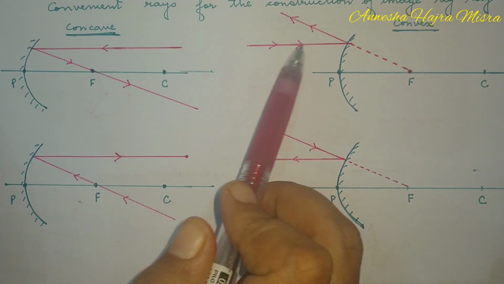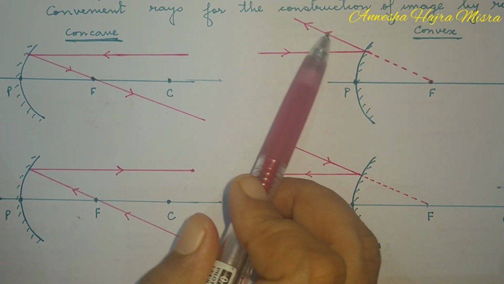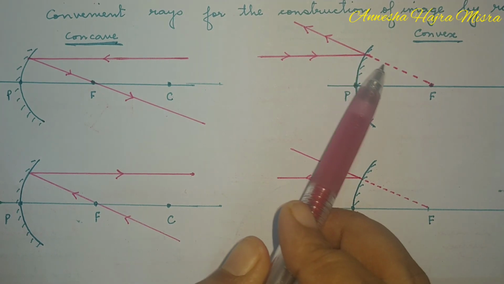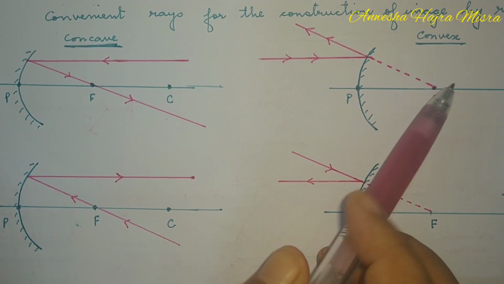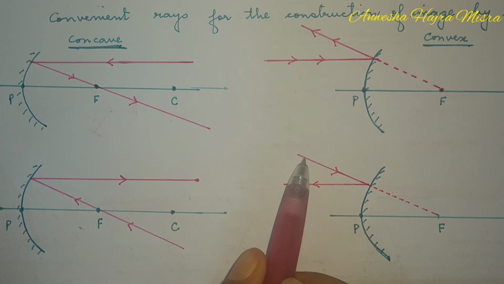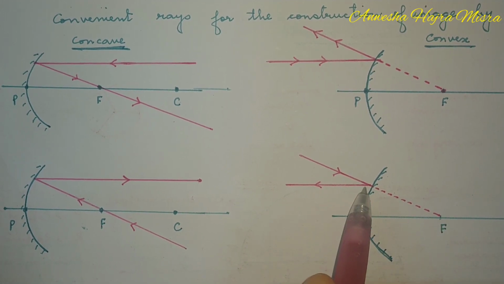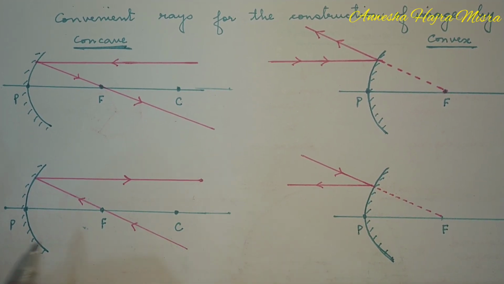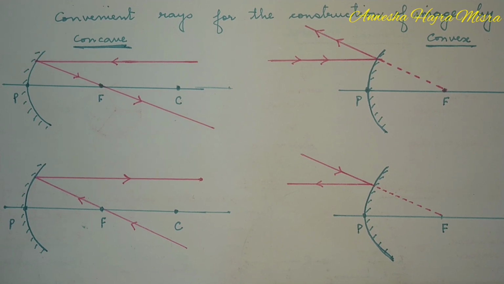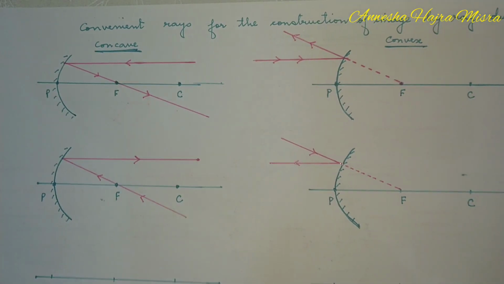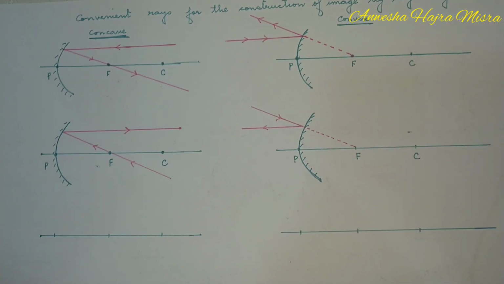Here the ray was coming parallel. After reflection, when extended backward, it will go through focus. And here a ray which was coming towards the focus, after reflection, will go parallel. Now let us go to the third rule for the ray diagram.